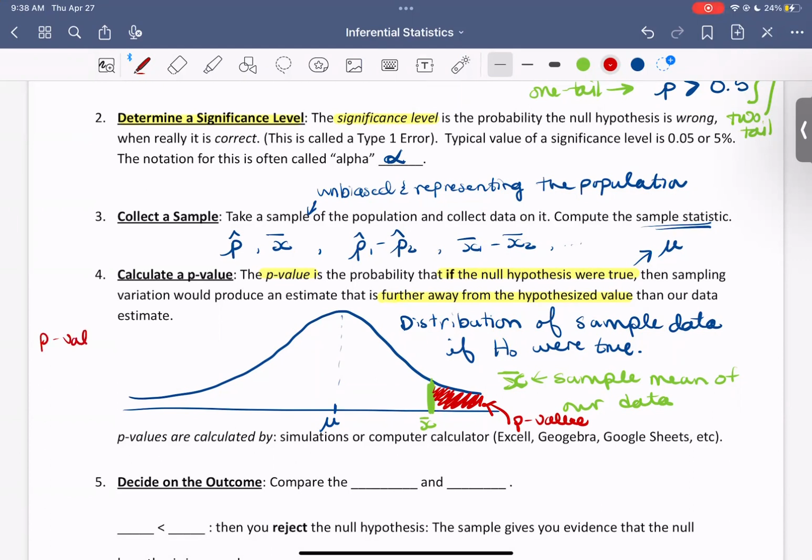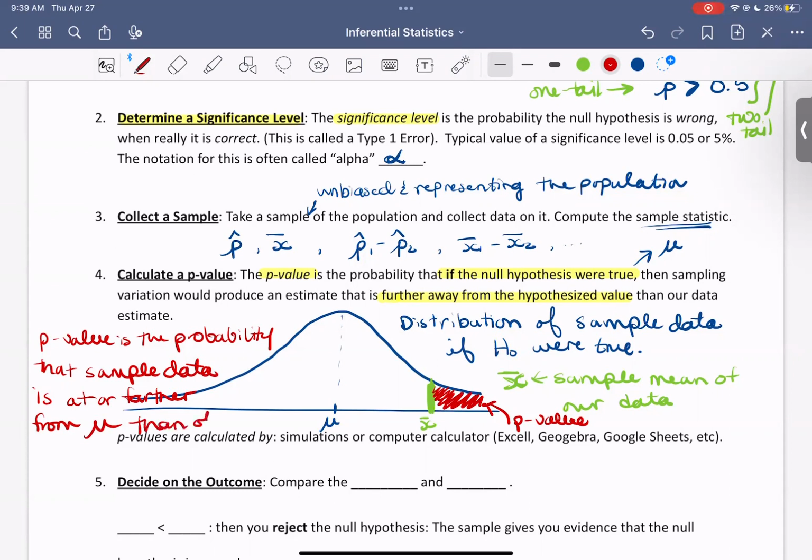So this p-value is the probability that the sample data is either at or further from that mu, that center, than our X bar. So this probability here, or this area here, is the p-value.